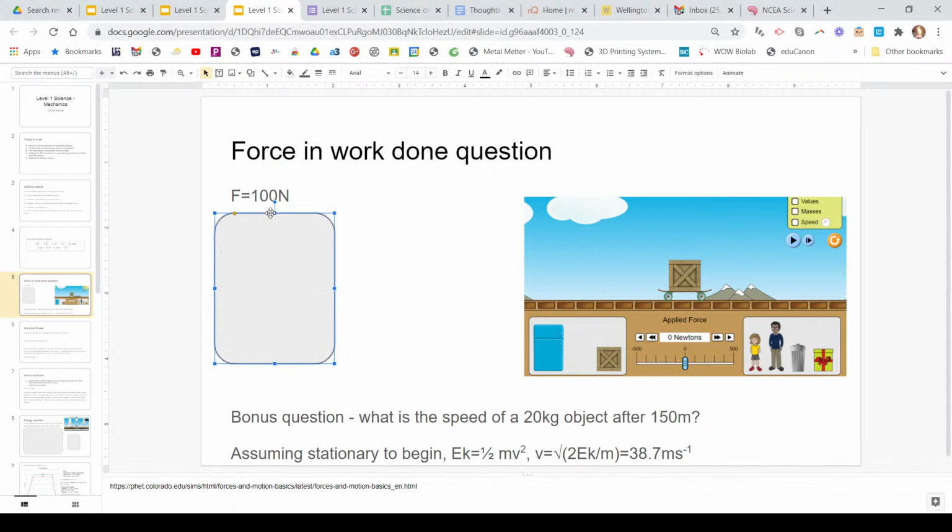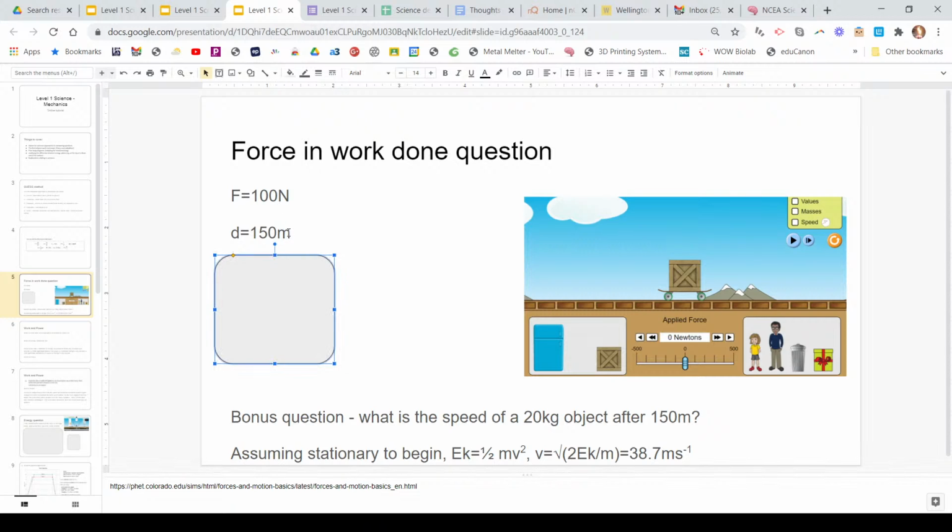Here we've got a force of 100 newtons and a distance of 150 meters. So if the question said, how much work is done if a 100 newton force is applied to an object over a distance of 150 meters, and I should probably say a net force of 100 newtons, or an unbalanced force of 100 newtons. No, sorry, that's not right. An applied force, I suppose, might be a better term to use there. So if a force is applied over a distance, how much work is done?